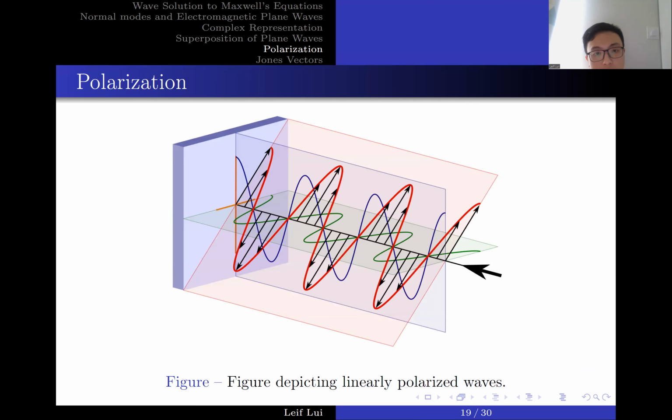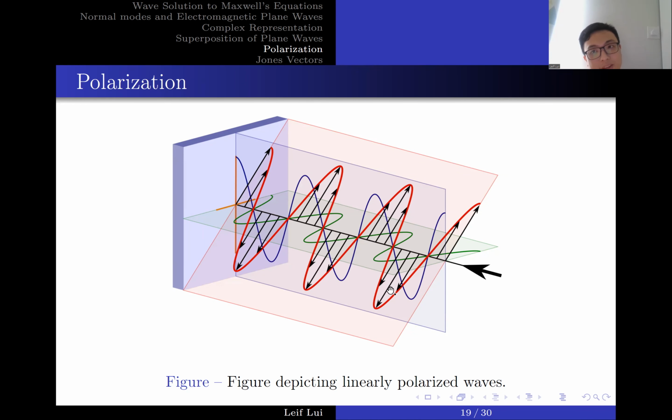So what does it look like? We can see in this figure, right? So let's say that the blue one is the electric field oscillating in the y direction, and the green one is the electric field oscillating in the x direction. So what we get is that since these two electric fields are in phase, they generate an electric field that is polarized. So basically, it only oscillates in one direction. So total electric field oscillates only in one direction.